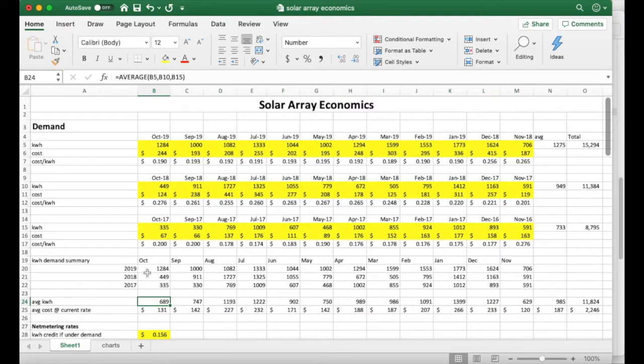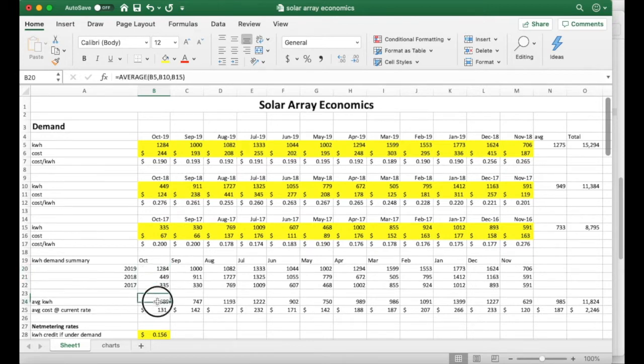So in October, the average was 689, but you can also see that our kilowatt demand varies quite a bit from year to year. This year, it was about 3 times as much as it was in the past 2 years. This was partly due to the fact that we recently acquired an electric car.